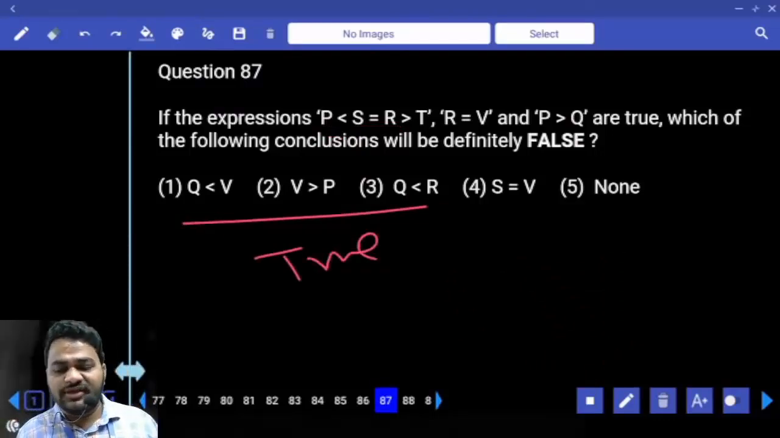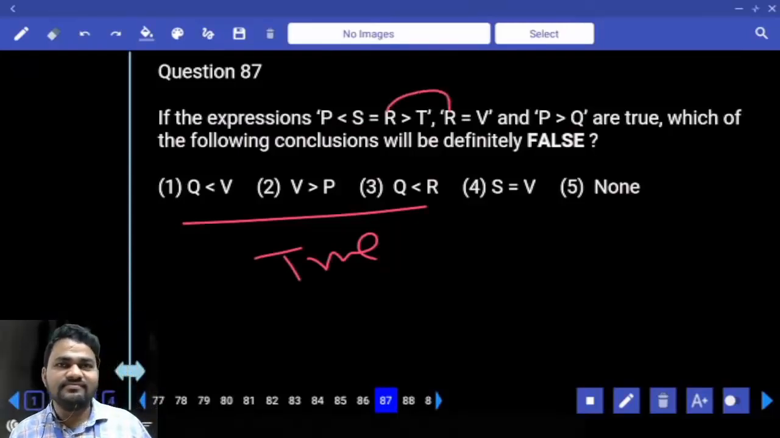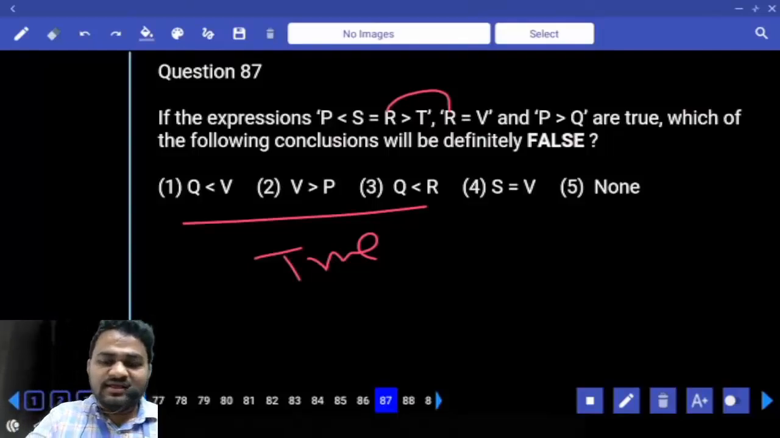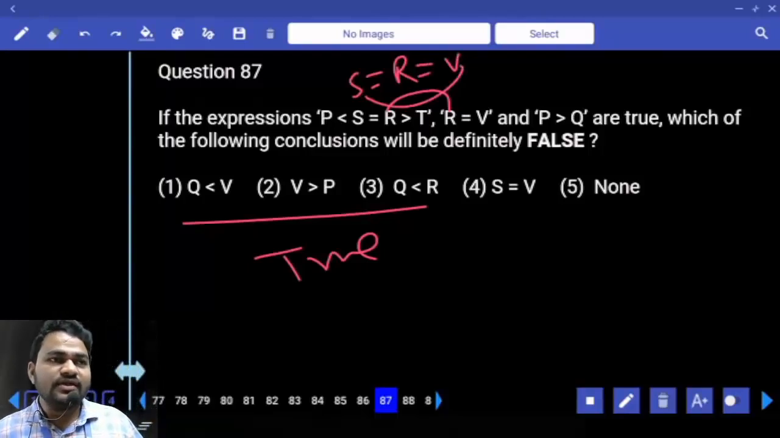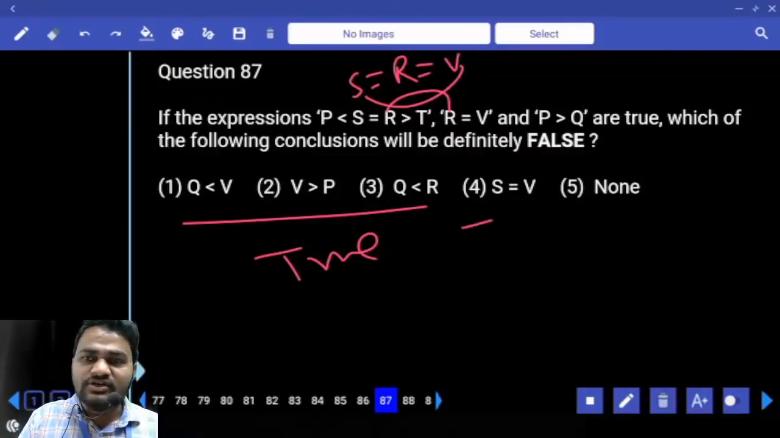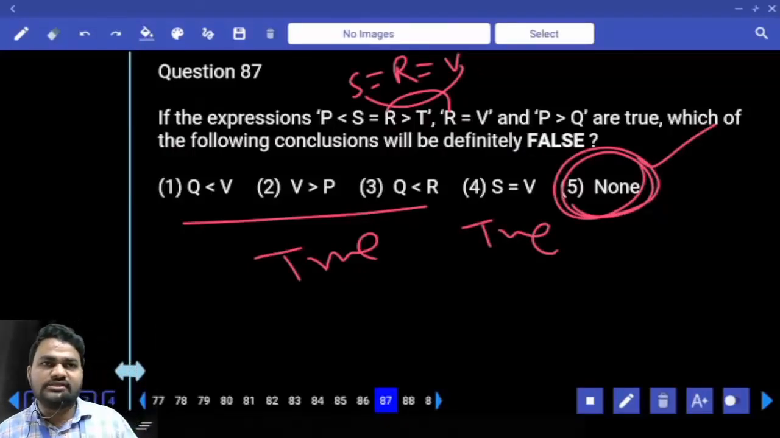S equal to V. So it is S equal to R equal to V. From this you can get S equal to V as true. Then none of the given conclusions are false.